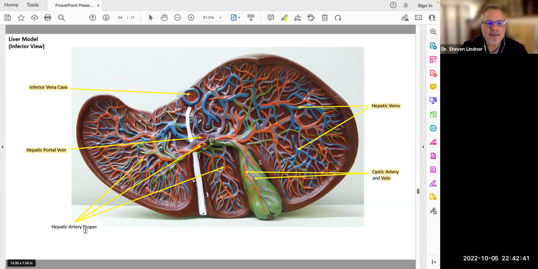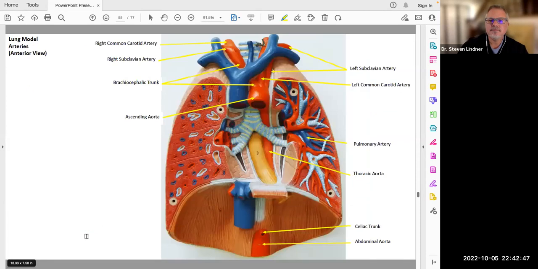Okay, don't worry about the hepatic artery proper. Don't worry about that for now. Here in the lungs, it's a nice model. We use it for respiration, but it also overlaps to the blood vessels because you can clearly see the ascending aorta. You can see the three branches off of it: brachiocephalic trunk, left common carotid, and the left subclavian. From the brachiocephalic trunk forms the right subclavian artery and the right common carotid.